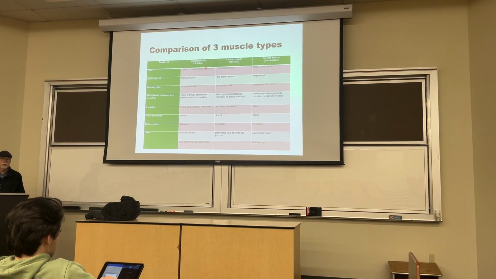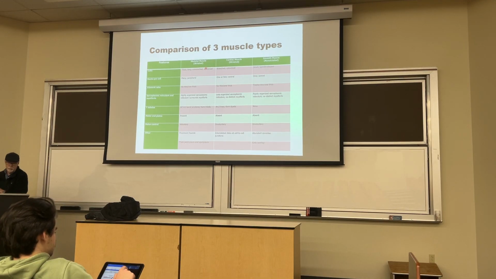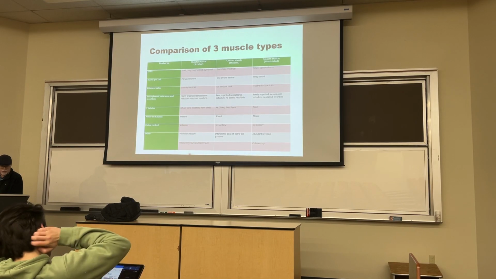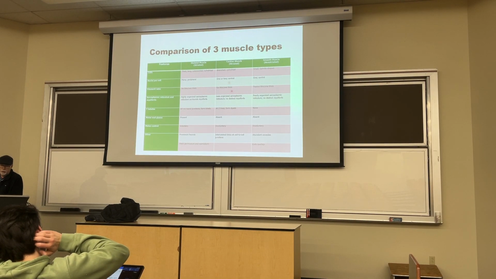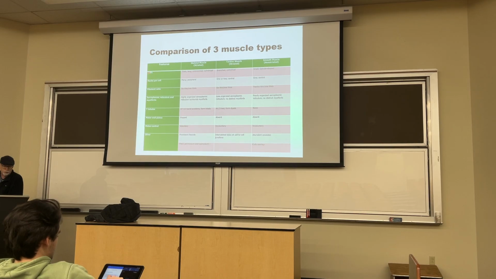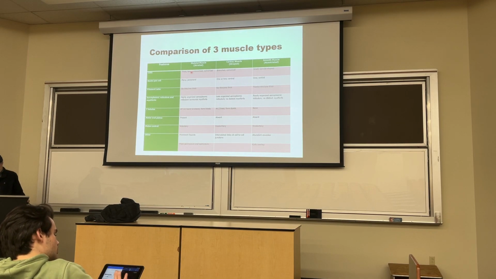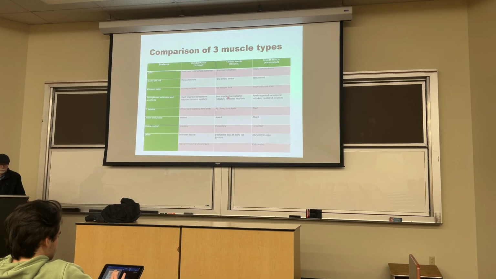This diagram contains the major differences between our three types. Here's skeletal muscle in this column, here's cardiac muscle, and here's smooth muscle. So you can see the cells. By far the longest of the cells are the skeletal muscle, then the cardiac muscle, and the shortest are the smooth muscle. Skeletal muscle cells are unbranched, cardiac are branched.